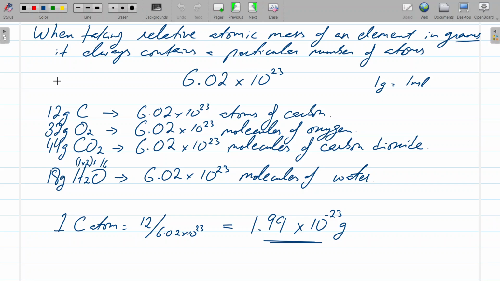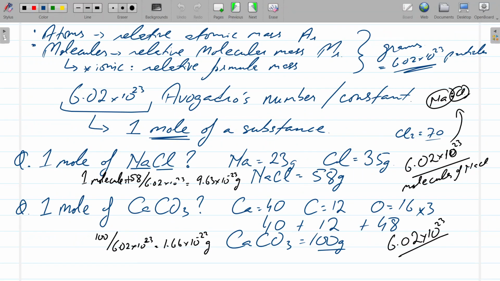So it's not dictated by the mass itself. As you can see, we have over here carbon, oxygen, carbon dioxide, and water, and any other like NaCl or CuCO3. So 58 grams of sodium chloride is 1 mole, which has 6.02 into 10 to the power 23 molecules, and 100 grams of calcium carbonate is 1 mole of calcium carbonate, the mass of 1 mole of calcium carbonate, and it has 6.02 into 10 to the power 23 particles in it, in this case molecules, right?